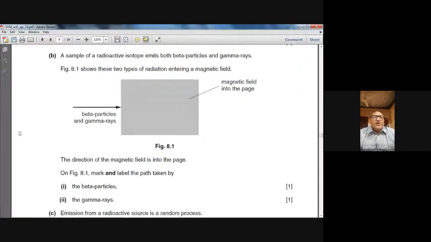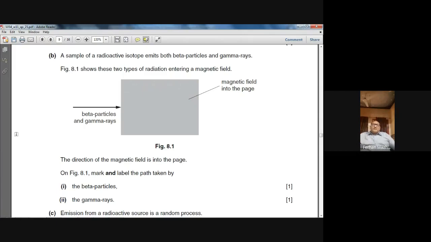The next part says a sample of radioactive isotope emits both beta particles and gamma rays. Figure 8.1 shows these two types of radiations entering a magnetic field. The magnetic field is into the page. So beta particles and gamma rays are coming in. On figure 8.1, mark and label the path taken by the beta particles and by the gamma rays.